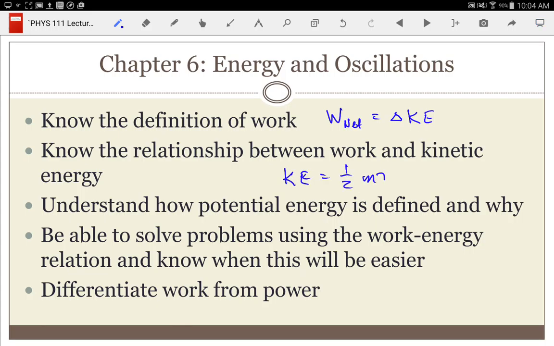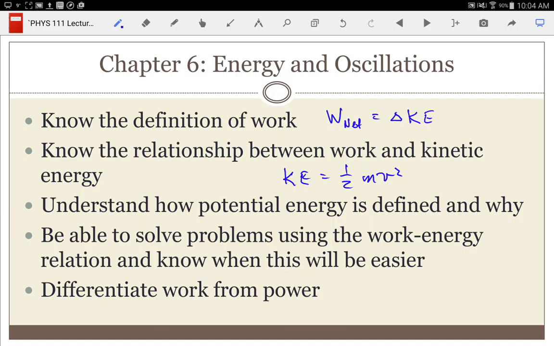1/2 mv squared. Once again, all these equations are given on the exam. You don't have to memorize them, but you have to be able to understand them and use them. Right? The memorization isn't important, but the understanding, that's important. So you'll need to be able to solve some simple problems having to do with work and energy.